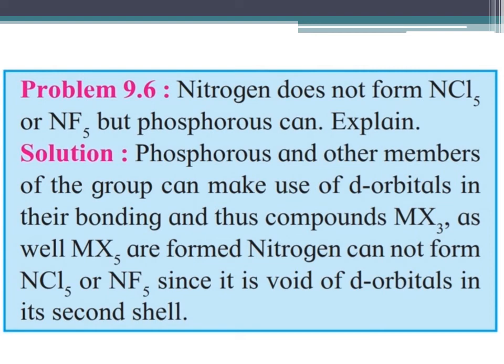In the ground state, phosphorus has a vacant d orbital, but in its excited state, the electron of the 3s orbital gets transferred to the vacant d orbital, and it will form 5 unpaired electrons, and that is the reason why phosphorus is able to form PCl5 or PF5.